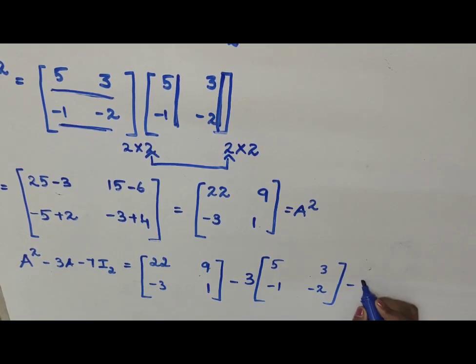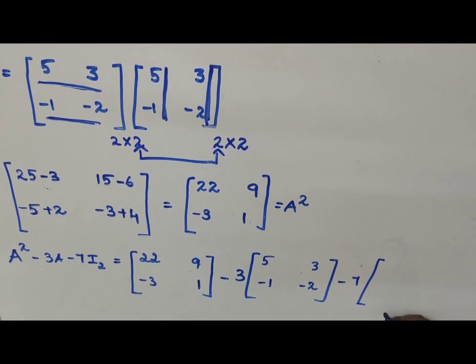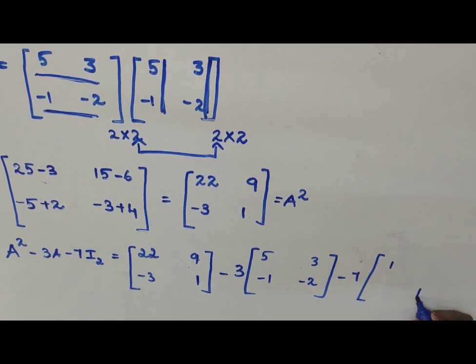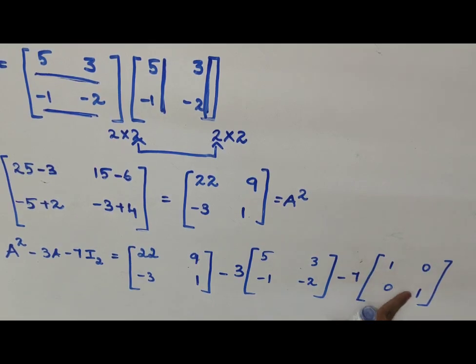Next, minus 7 into the identity matrix. An identity matrix, if it is a 2 cross 2 matrix, is this 2 cross 2 matrix. That is, diagonal elements should be 1 and all the other elements should be 0. If it comes to a 3 cross 3 matrix, we have to follow the same thing. Diagonal elements should be 1, the remaining elements should be 0.